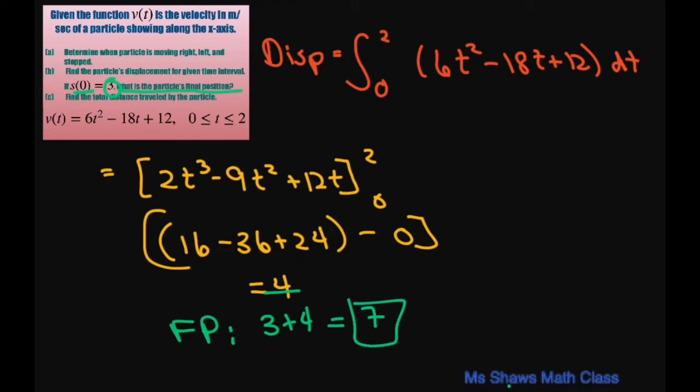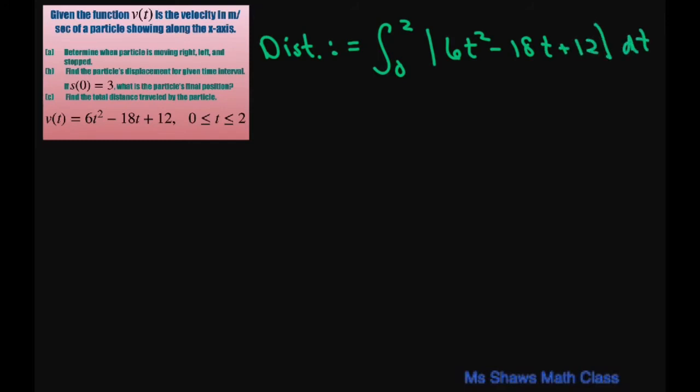Now we're going to find the total distance traveled by the particle. So that's when you set your distance equals the integral from 0 to 2, and you do absolute value of 6t squared minus 18t plus 12 dt. Now we have to split this up for negative and positive, i.e. when it's moving right and left. So from 0 to 1, it's moving right, so that's going to be positive.